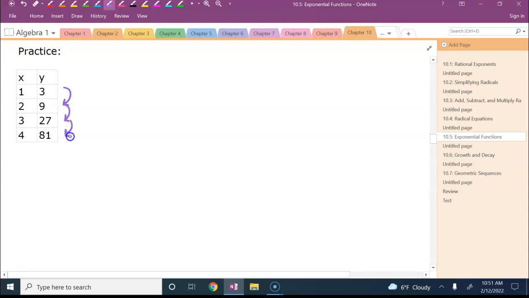So hopefully you noticed on this one that it's multiplying by 3 each time. So then if I check 3 to the first, 3 squared, 3 to the third, 3 to the fourth, those all match what I'm getting in my y values of my table. So we would have y equals 3 to the x power as my exponential function.